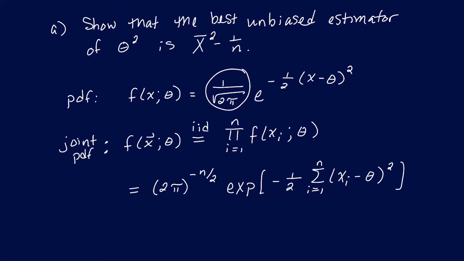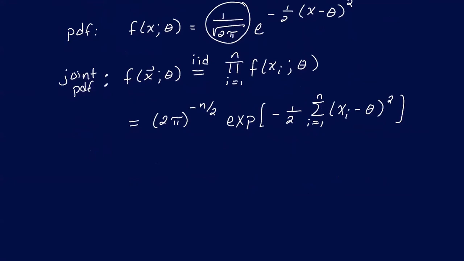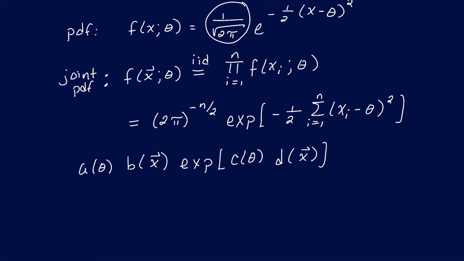So for one parameter exponential family factorization, we're looking for some sort of function of the parameter only that I'm going to call a of theta, and then a function of the data only that I'm going to call b of x, and then e to some function of the parameter only that I'm going to call c of theta, and the data only that I'm going to call d of x. And if we can get it in this form, then the d of x part here is going to be our complete and sufficient statistic.